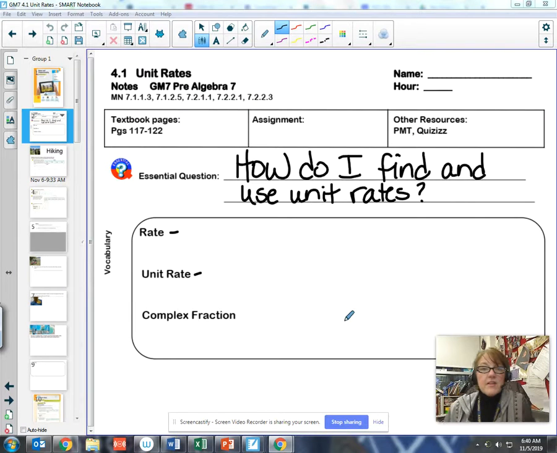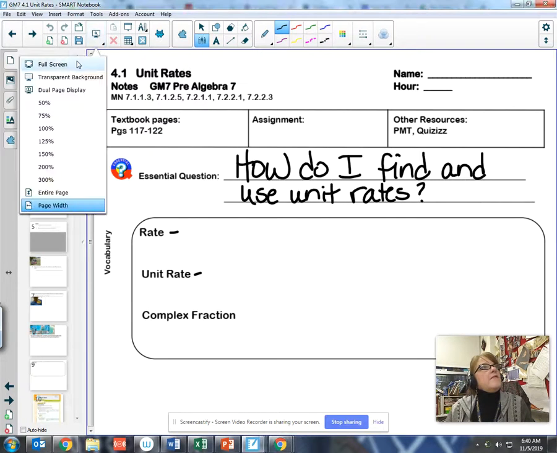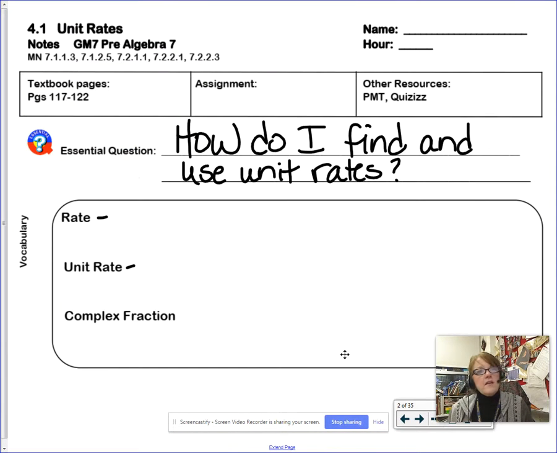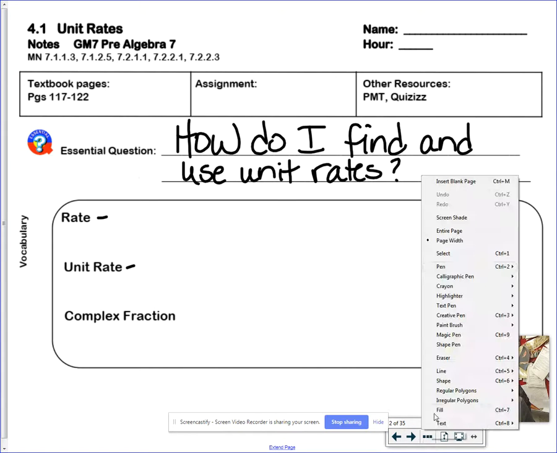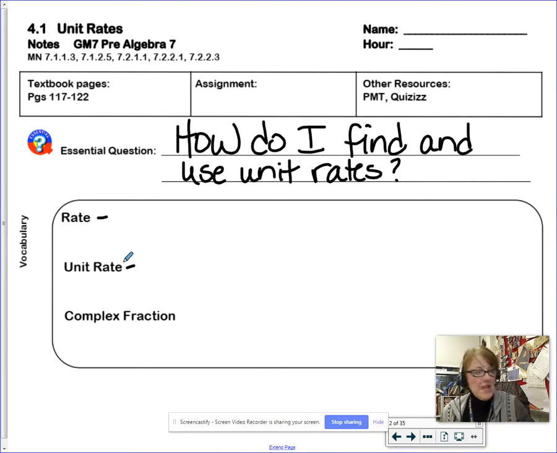All right, we're diving into Module 4, and so many of the 7th grade standards deal with rates, ratios, and proportionality, and that's what this whole module is about. So this first section, 4.1, is on unit rates, and you've done some of this before. Please make sure you have your calculator handy, okay?